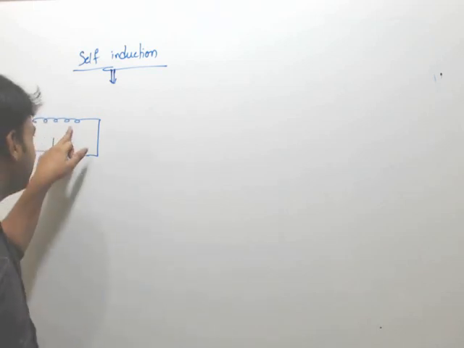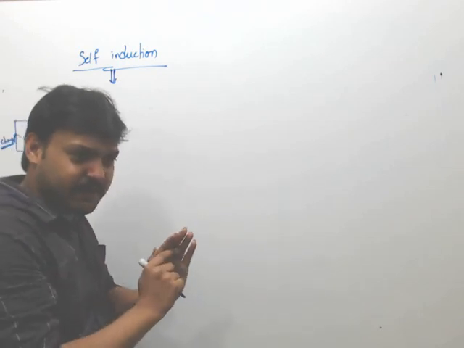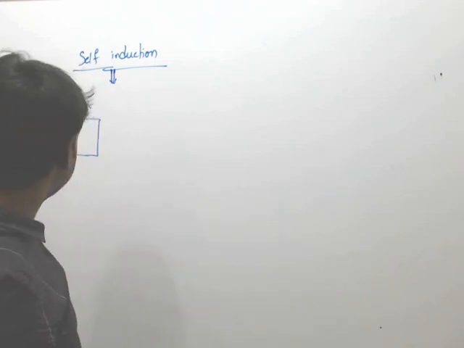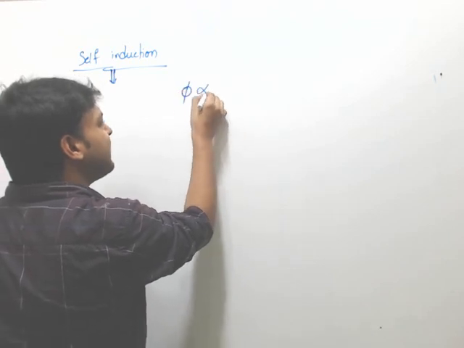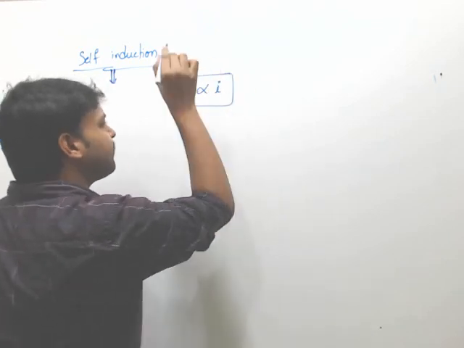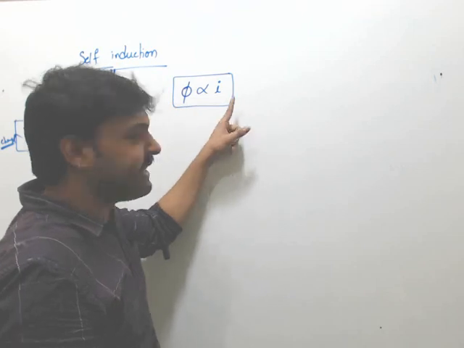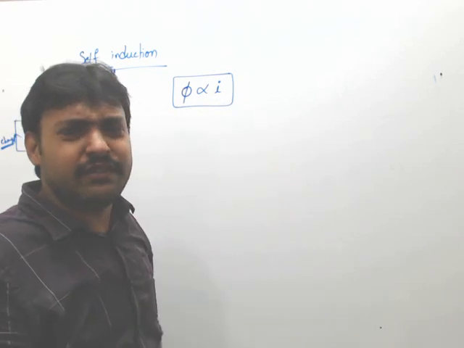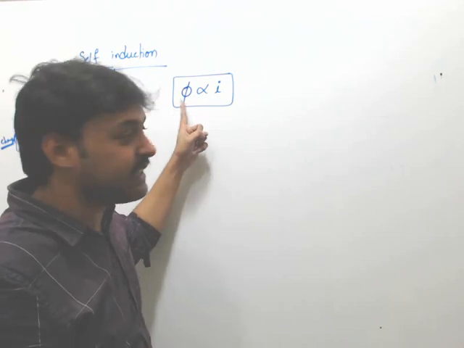If current changes, flux changes, or if flux changes, current changes. First you have to know the concept, right? What is that concept? Due to the current changing in the circuit, flux changes. First current should change in the circuit, right? Then flux changes. So flux is directly proportional to current. If current increases, flux increases. So that's why you have to write like this. You can't write I is directly proportional to phi. Some of you will ask, sir, both are the same. No, why are you confusing us? No. If current increases, then flux increases. You have to write like this, right?